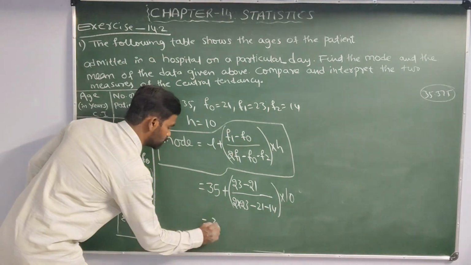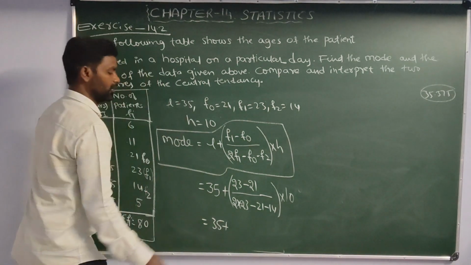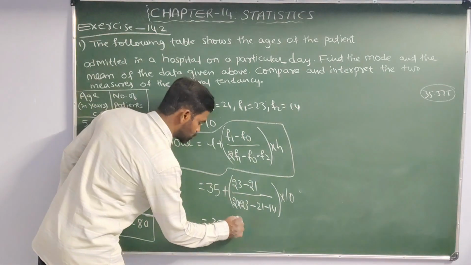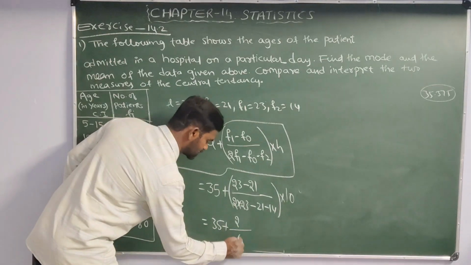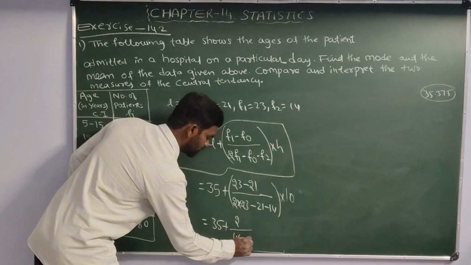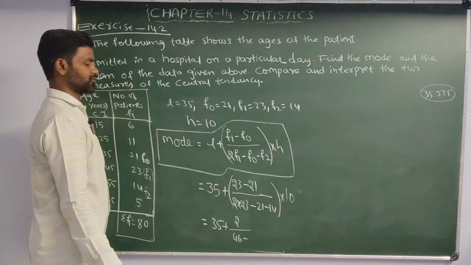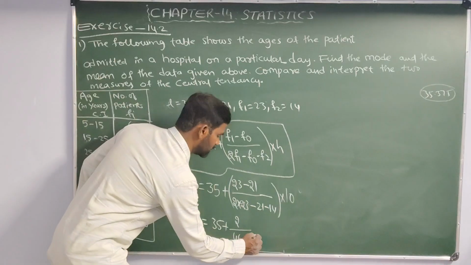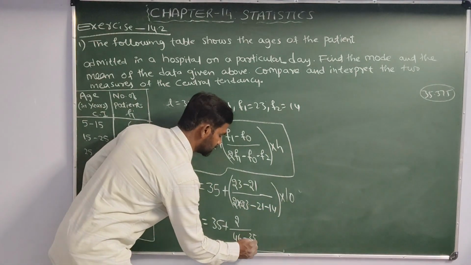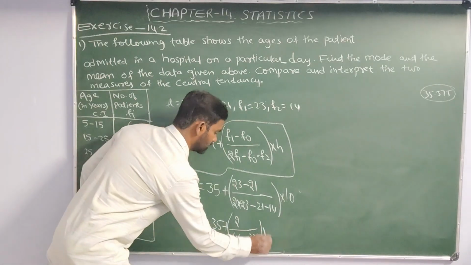That is equal to 35 plus (23 minus 21, which is 2) divided by (2 into 23, which is 46, minus both values). Both are negative values, so you just add them: 4 plus 1 is 5, 2 plus 1 is 3. It is 35 into 10.